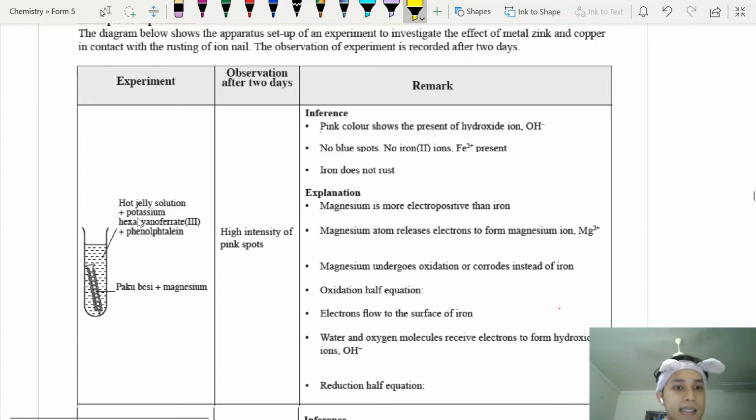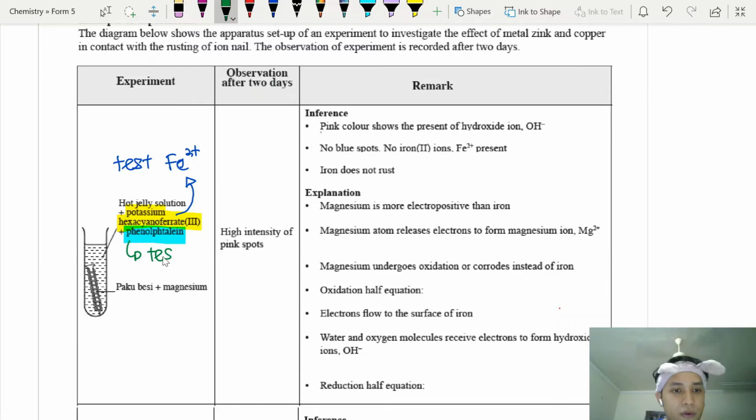Number one is this potassium hexacyanoferrate(III) solution. It is to test the presence of Fe2+ ions. Phenolphthalein you already know. This one is to test the presence of hydroxide ions.